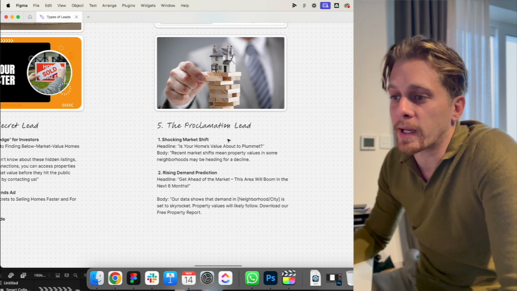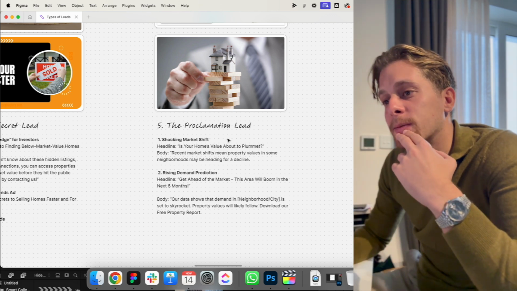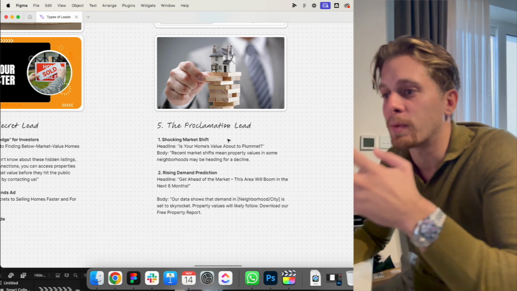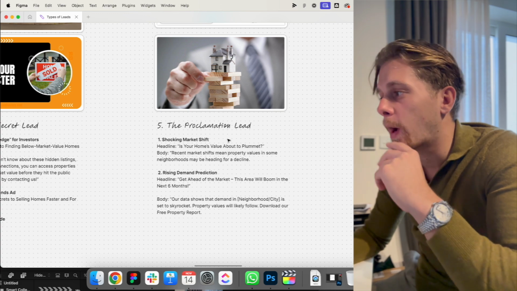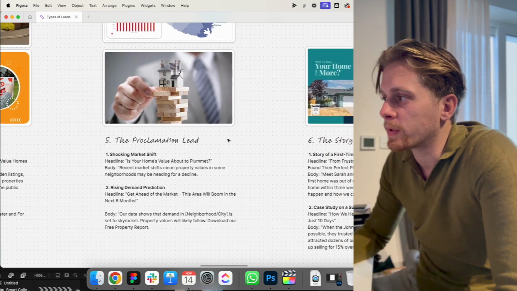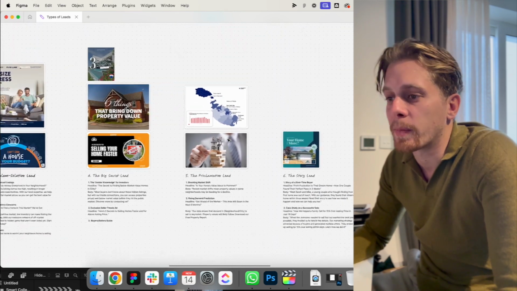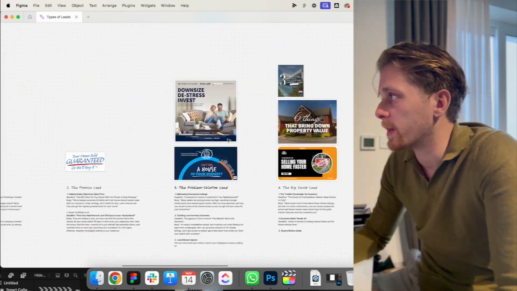This area will boom the next 6 months. Why Americans are moving to Spain because of the housing crisis or because of the economy. Why you should move to Malta, blah, blah, blah. Right? So tying back down into why they should be working with you and what the actual information you have is versus the value you're providing.